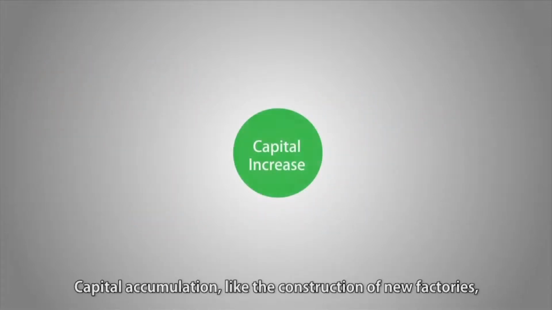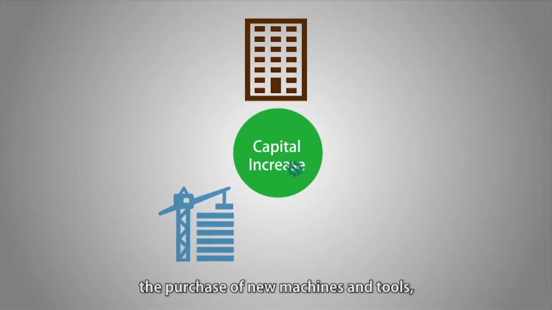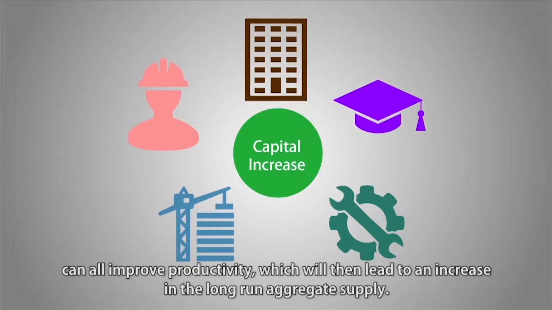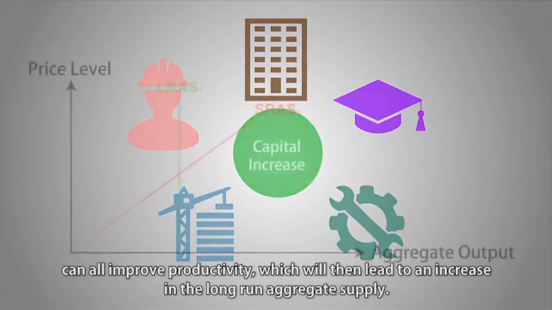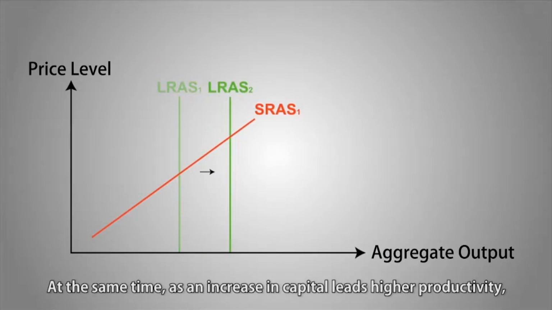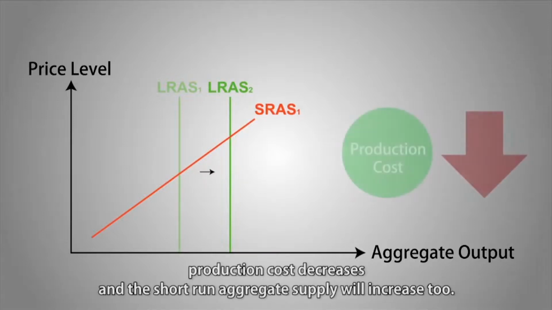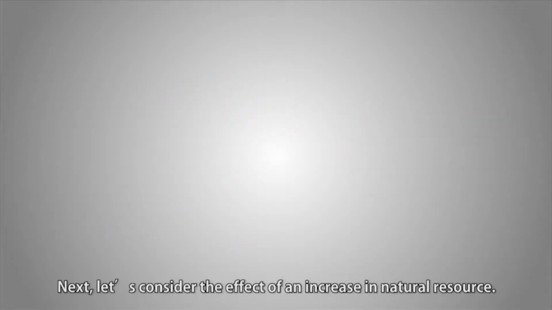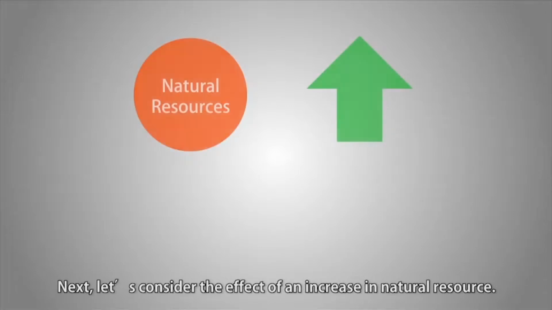Capital accumulation, like the construction of new factories, the purchase of new machines and tools, and improvement in the skills and knowledge of labor, can all improve productivity, which will then lead to an increase in the long-run aggregate supply. At the same time, as an increase in capital leads to higher productivity, production cost decreases, and the short-run aggregate supply will increase too.